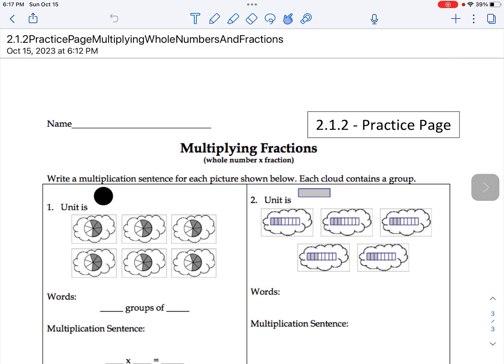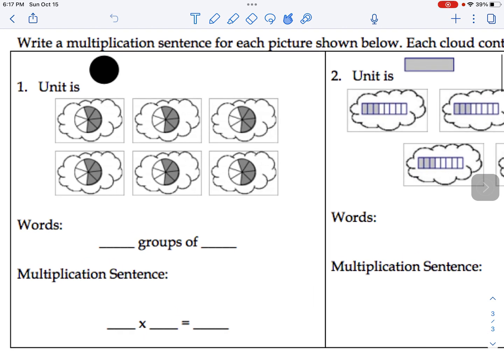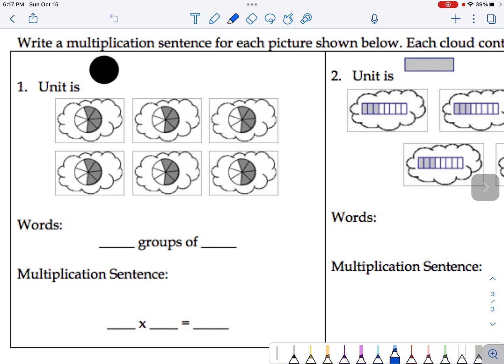Hey, 6th grade, here's your help video to get started on 2.1.2, the practice page. So here you need to write in words and a multiplication sentence what this is showing us. First, notice that the unit is one whole circle.